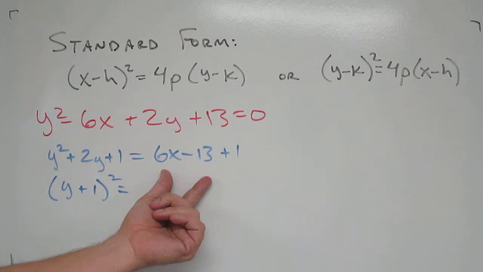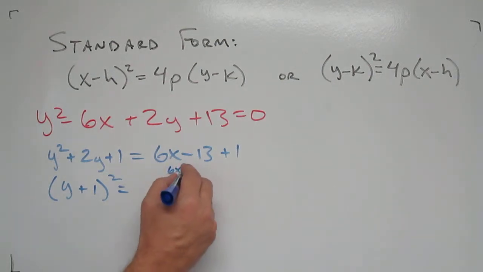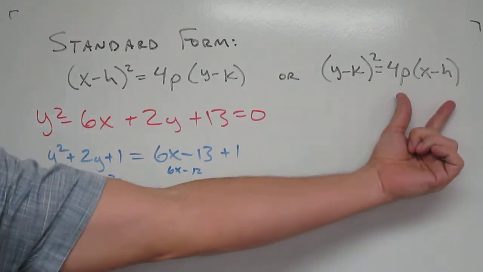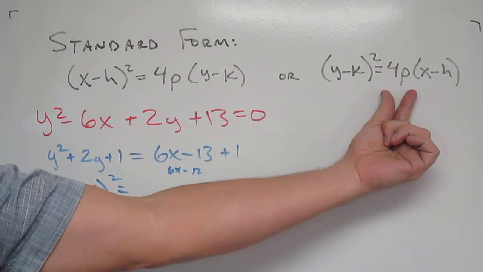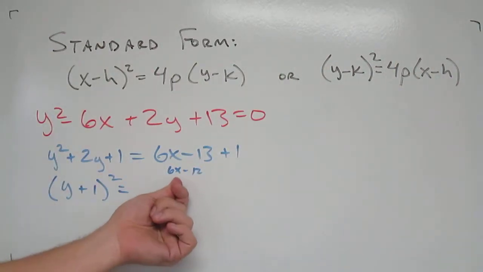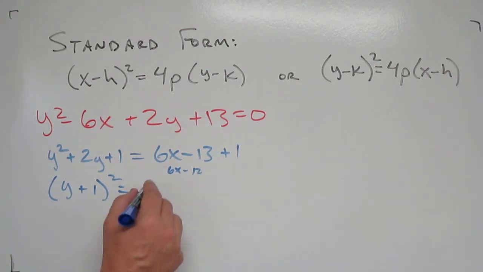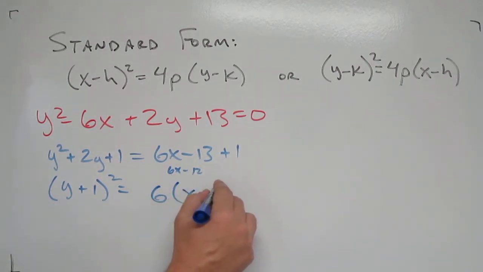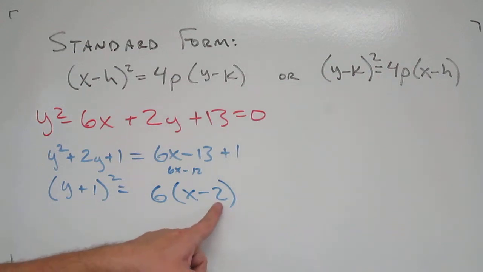On the right side, I would have had 6x minus 12, but notice I have this 4p out in front, and then it's going to be x minus something, so I want to factor out whatever's in front of the x. So I'll just take out the 6 and make it x minus 2. It's okay if this is a fraction. Fractions are numbers and they need love too.